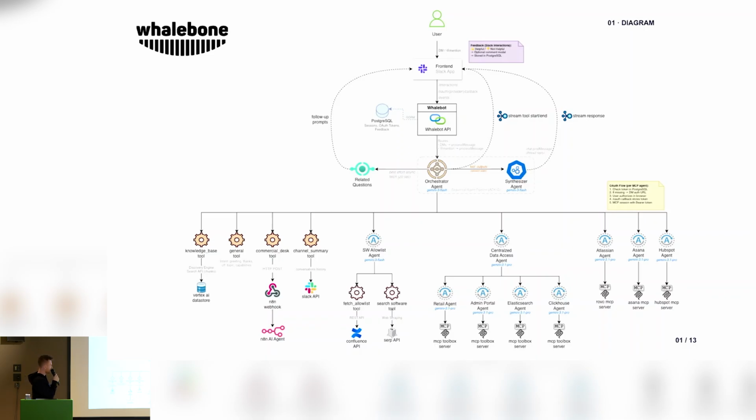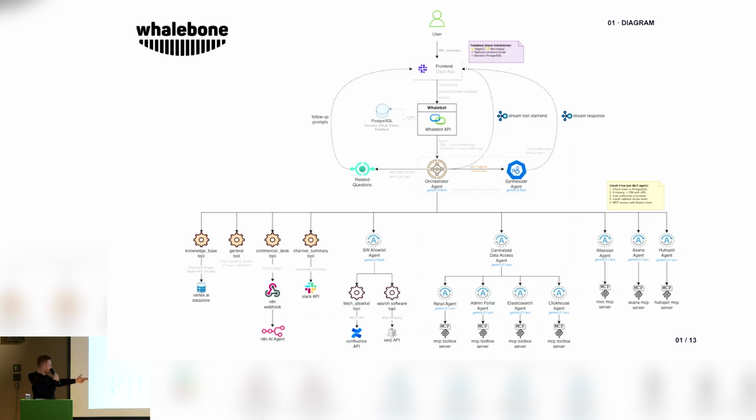Next, you see the new agents, the centralized data access agents. This one is interesting and pretty much new. We are using this for connecting to our databases. As you can see, there are 4 agents: Elastic, ClickHouse, and the first 2 agents are for Postgres. They are just connected to MCP toolbox servers, which are running in every cluster and region we have. And this is basically converting a human query to SQL and executing it in the databases.